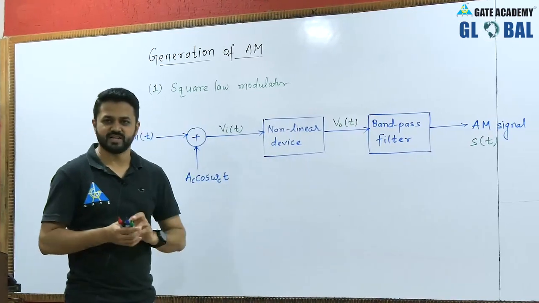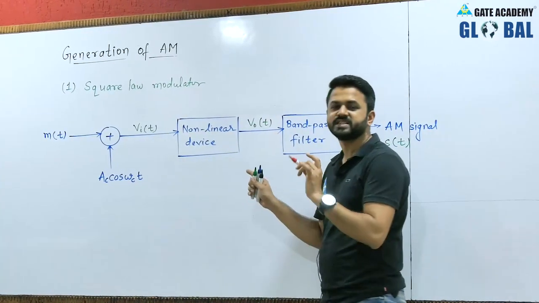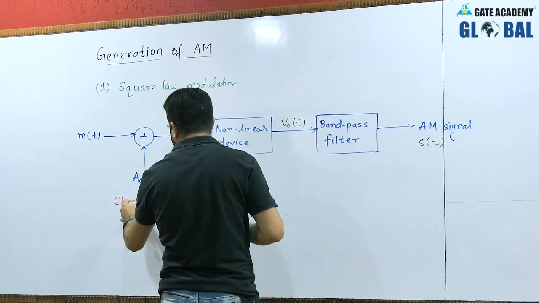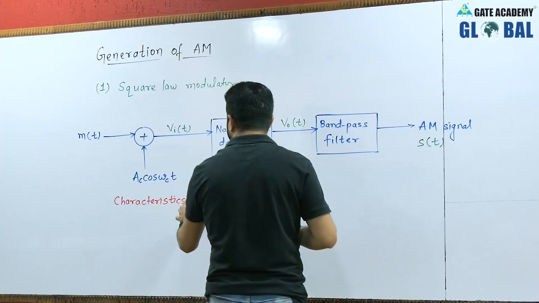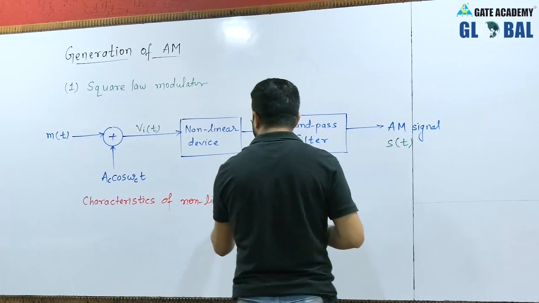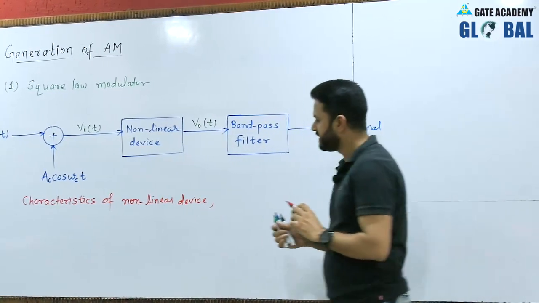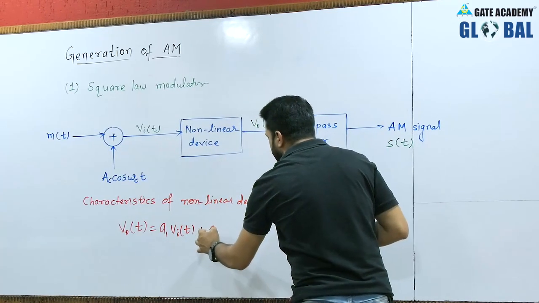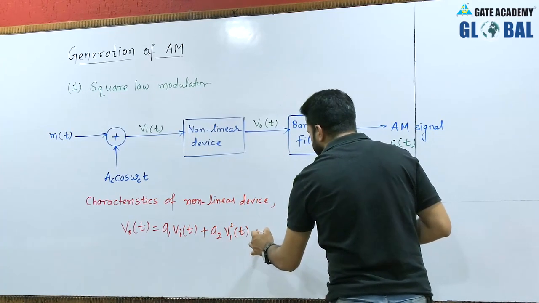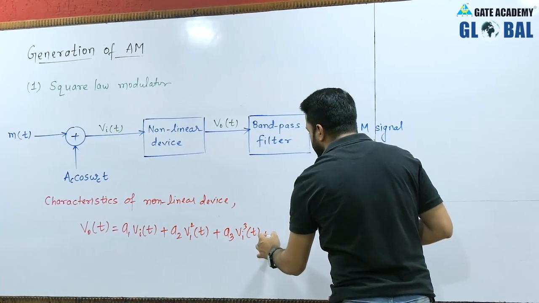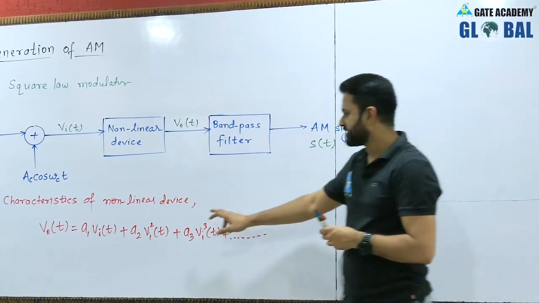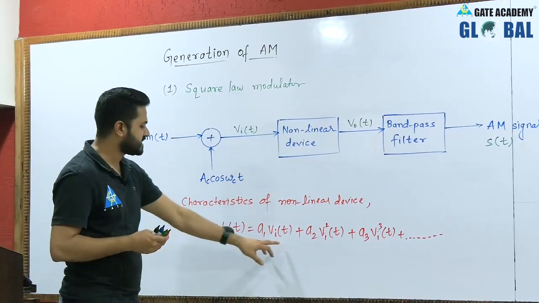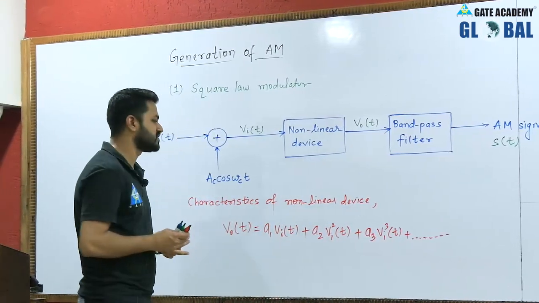So what is the characteristics of this nonlinear device? The characteristics of this nonlinear device is nothing but the relation between the output and input of this nonlinear device. It is given by vo(t) = a1 vi(t) + a2 vi²(t) + a3 vi³(t), and so on. This is the general expression for the transfer characteristics of a nonlinear device, because this equation gives the relationship between output and input. So this is known as the general characteristics of a nonlinear device.